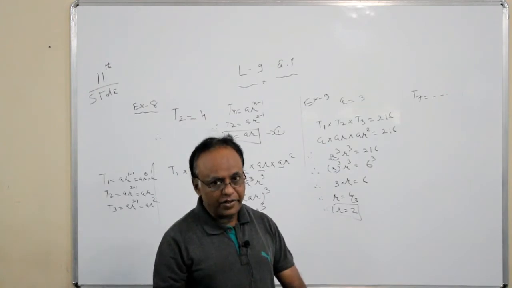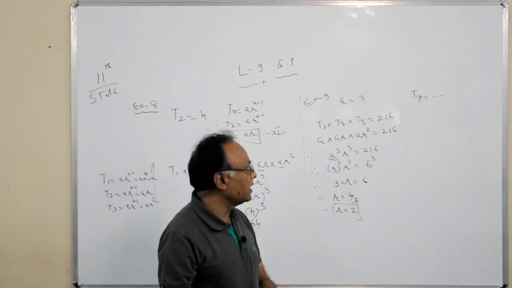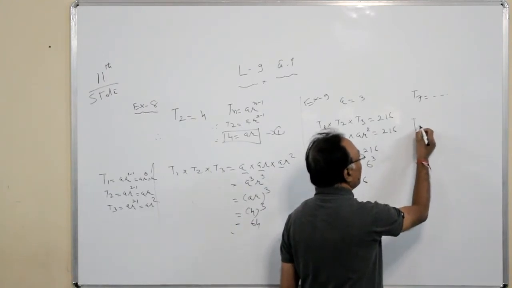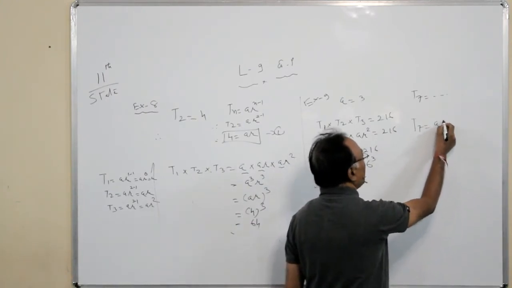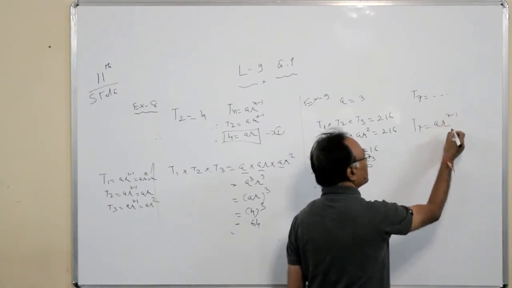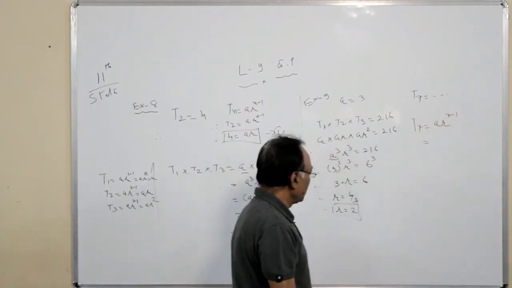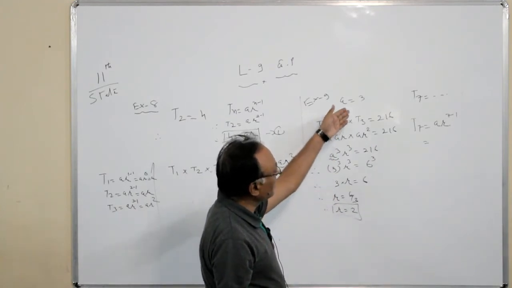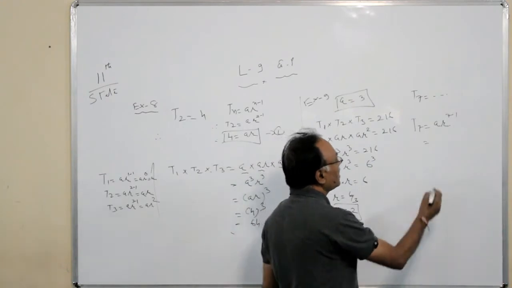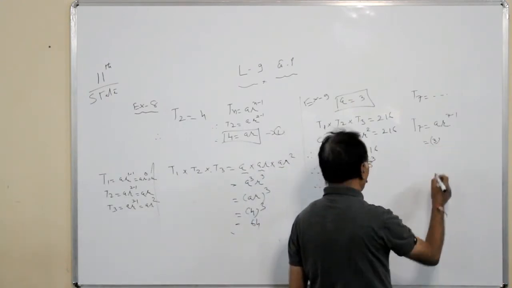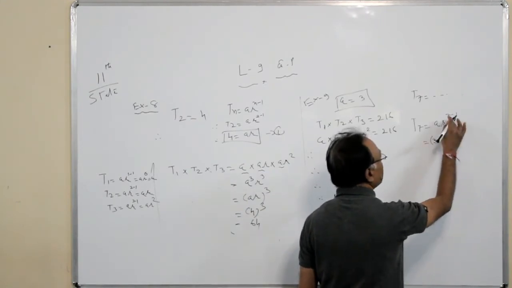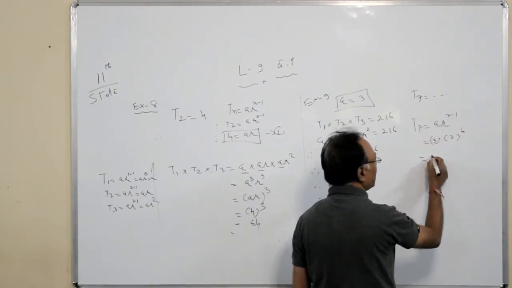Now what is the question? Find the 7th term. So again, T7 is equal to A R raised to n minus 1, where n is equal to 7. A is the given 3, already given in your example, so it is 3 into R, which we found out is 2, and 7 minus 1 is 6.